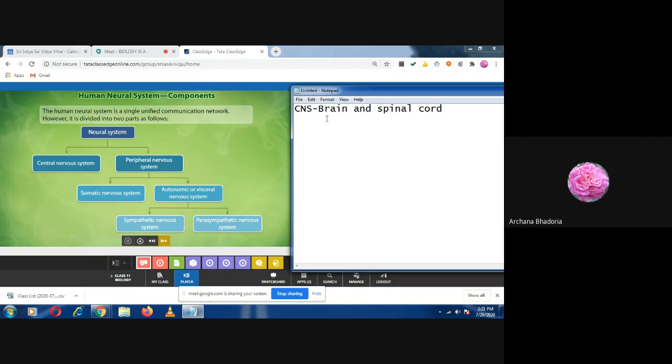So the nerves which arise from the brain, we call them, anyone remembering? What do you call the nerves that arise from the brain? Cranial nerves. Very good. Okay, cranial nerves. And the nerves which arise from the spinal cord, what do you call them? Spinal nerves. Okay. So the spinal cord ones are known as the spinal nerves.